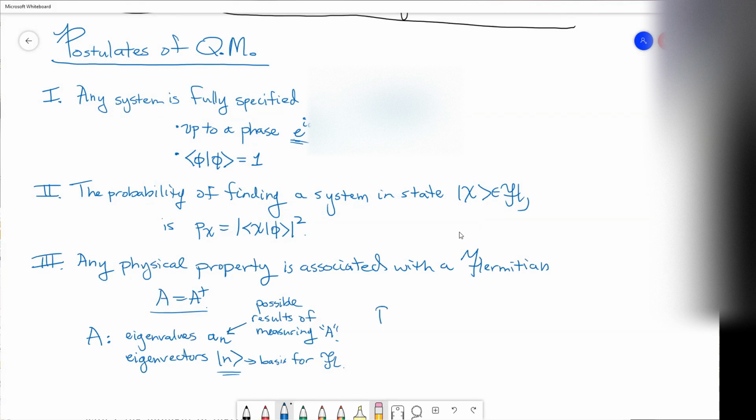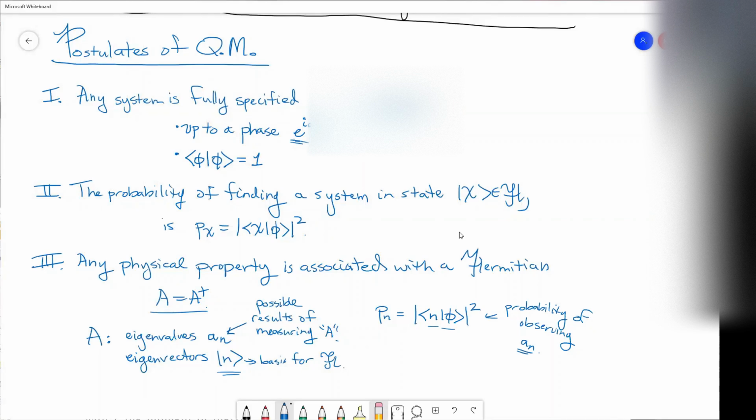So the probability of observing a particular outcome of this measurement is just going to be the dot product between the state and the associated eigenvector of that eigenvalue. So this is the probability of observing a_n for that particular property of the system.